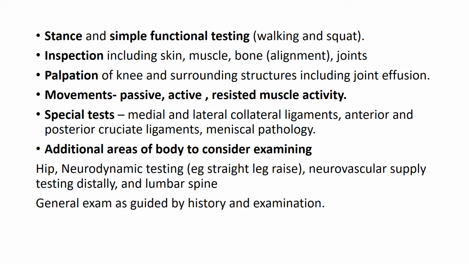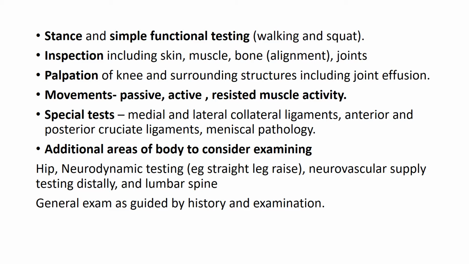There's inspection, and I think an inspection systematically is skin, subcutaneous tissue, the muscle, the bone, which is the alignment, and the joints. That's my way of thinking of that. And then there's palpation, so we'll have a system for that of the knee and the surrounding structures. And then there's the movements, and it's the same thing as with any musculoskeletal thing. There's passive movements and active movements, so that's the range of movement. And then you're going to specifically test the muscle activity itself of the muscles that are involved with that joint.